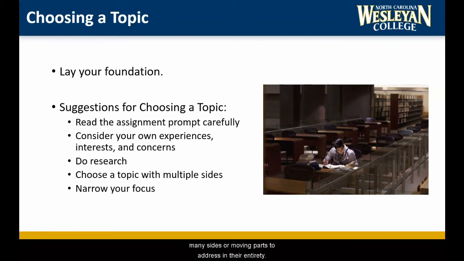Narrow your focus. Some topics may have too many sides or moving parts to address in their entirety. Trying to do so can lead to an essay that skims over important information and doesn't really seem to say anything. To avoid this, choose one major aspect of your topic and focus on it. For example, a 5-page argument focused on the negative byproducts of the recycling process in the U.S. will be a stronger argument than one that more generally addresses the problems with recycling.